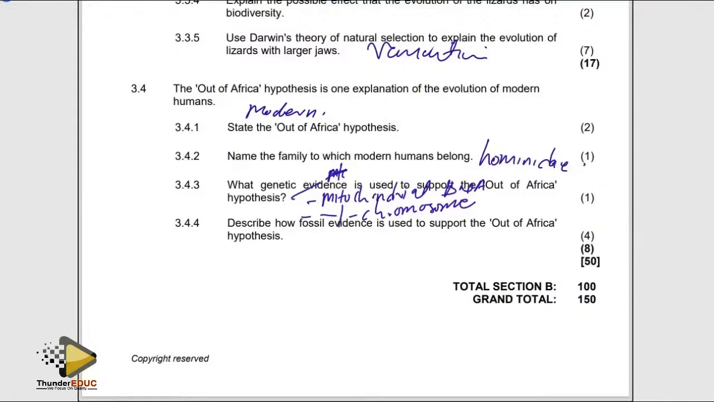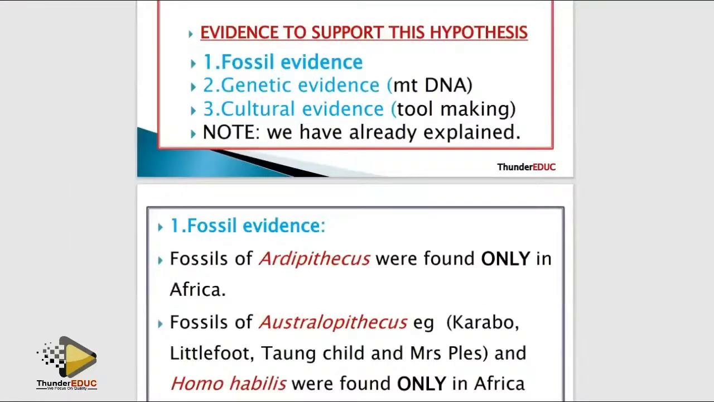Let me show you what I'm trying to say. Evidence to support the out of Africa hypothesis. There are three: the mitochondrial DNA, the cultural evidence, and the fossil evidence.